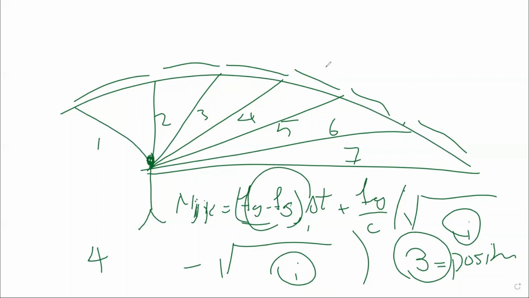So how many Doppler counts do we need? 1, 2, 3, 4, at least 4 to get a unique solution. And if we have more than that, we use the least squares principle to solve.